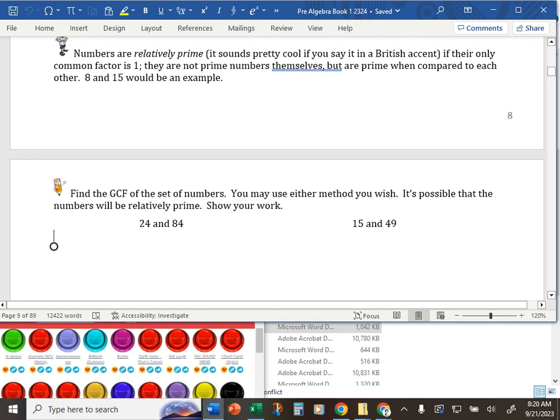Okay, but it is possible for numbers not to have a GCF, and if that's the case, then they are called relatively prime. They're not prime numbers, but they're prime relative to each other. Because they have no GCF other than 1, I should say, it is technically 1 because 1 goes in everything. They don't share any factors other than 1.